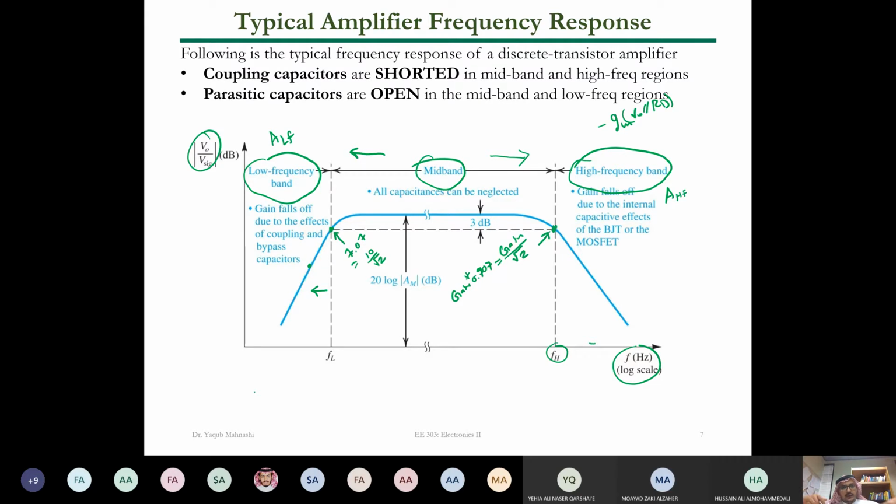Okay? After that, of course, the gain goes down, to the left and to the right. And you are talking about the low frequency band and the high frequency band. Okay, this is in general. Now, why do we have attenuation, or why is the gain decreasing at the low frequency band? It is due, guys, to coupling capacitors. So the gain here falls down because of the coupling and bypass capacitors.